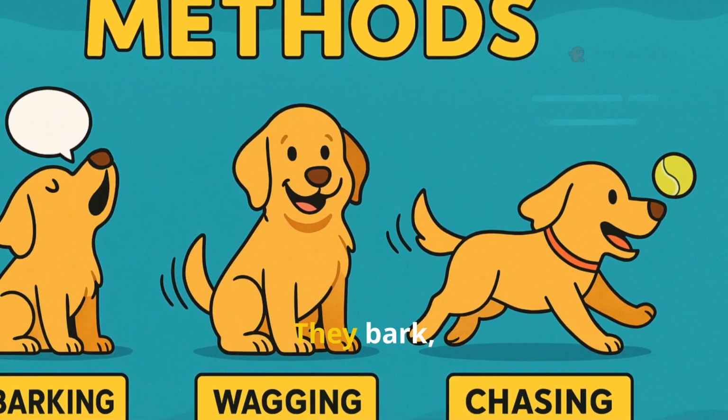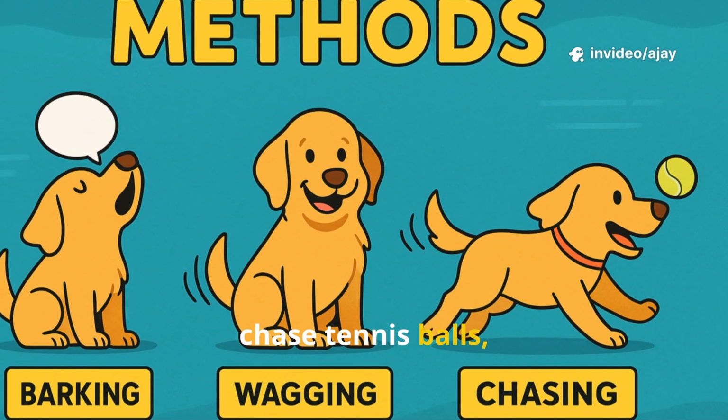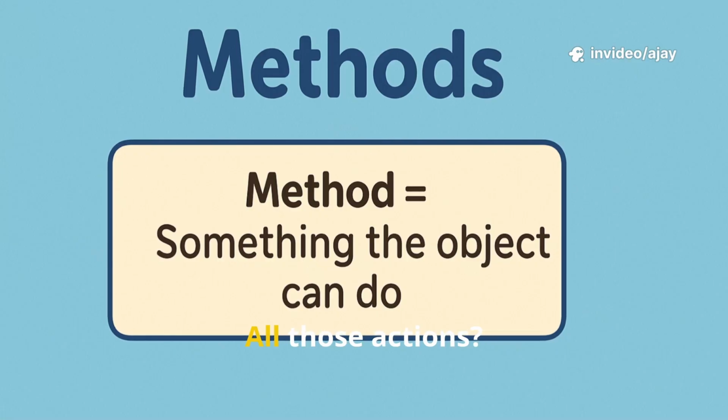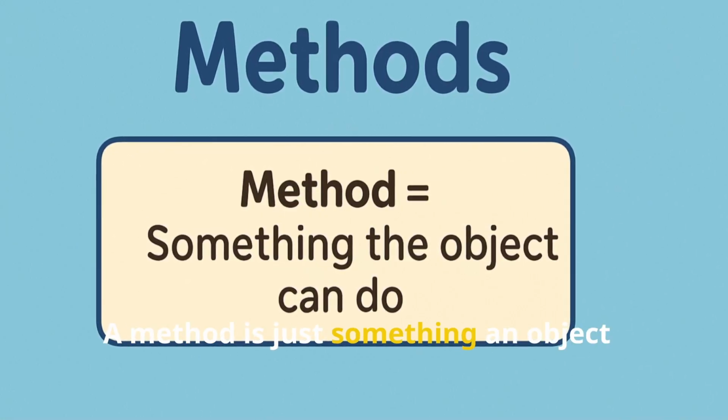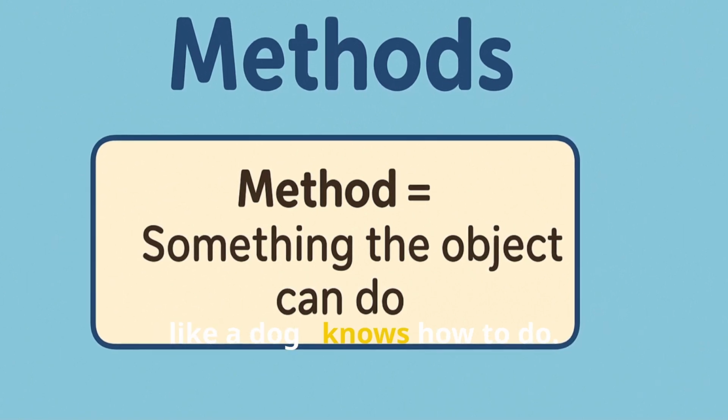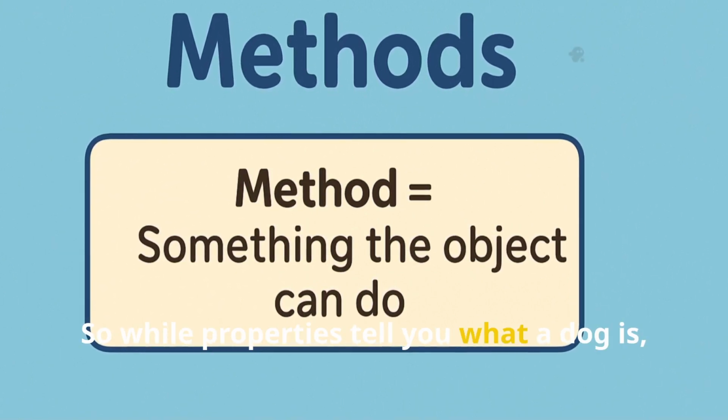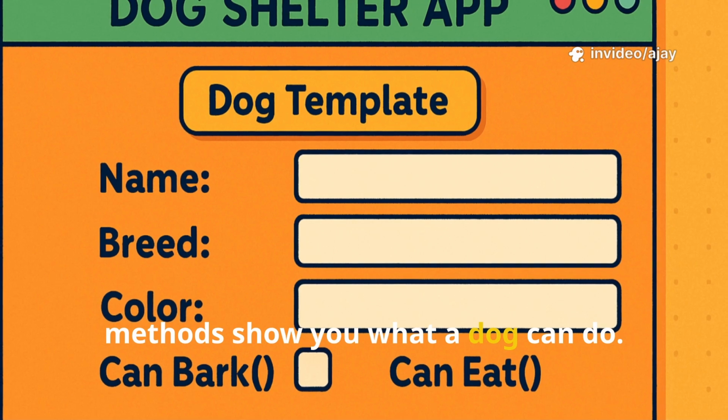They do stuff. They bark, wag their tails, chase tennis balls, maybe even steal your socks. All those actions? In programming, we call them methods. A method is just something an object, like a dog, knows how to do. So while properties tell you what a dog is, methods show you what a dog can do.